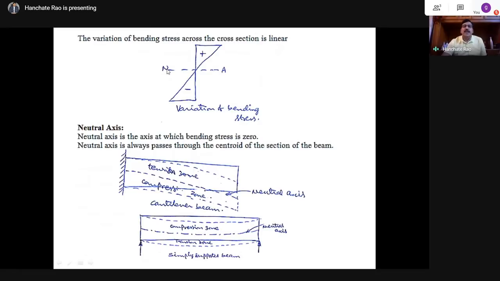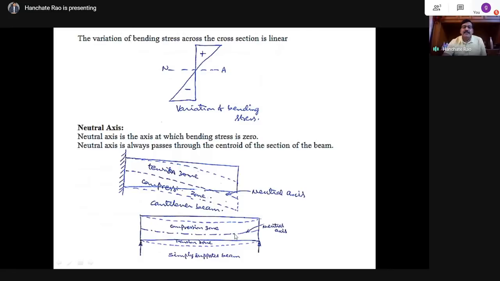So what is this neutral axis? I will explain it to you first. Let us first consider this particular simply supported beam. Here there is a cantilever beam, and this is a simply supported beam. So let us consider first this simply supported beam. Now if this simply supported beam is subjected to bending, it will sag like this.